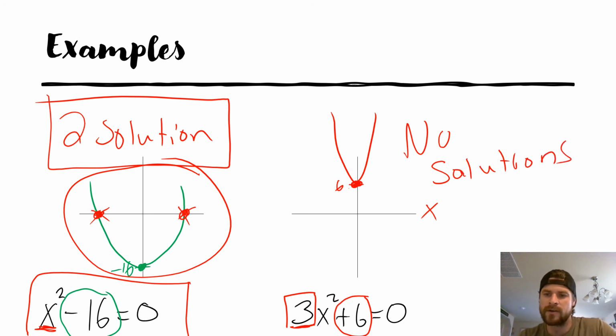Okay, in future videos, I'll teach how to find exactly what those solutions are, given this point, given that point, and know the exact amounts or values that those are. But for right now, just determining if it has none, 1, or 2 solutions, you just need to make quick sketches to determine that on your graphs.